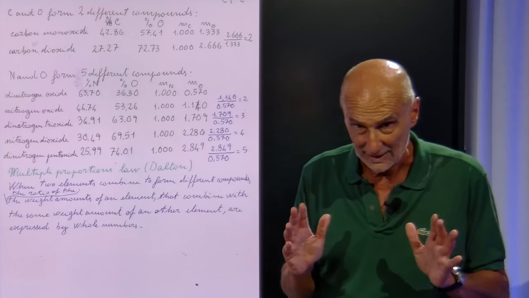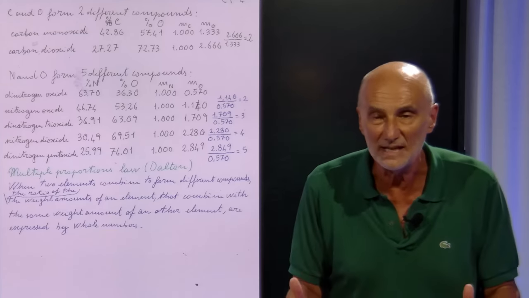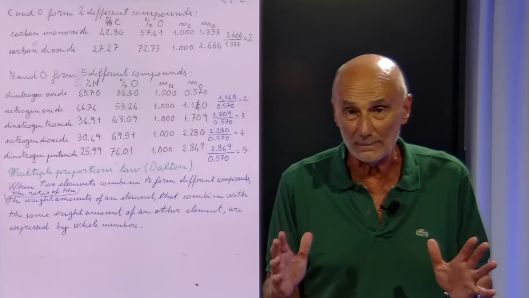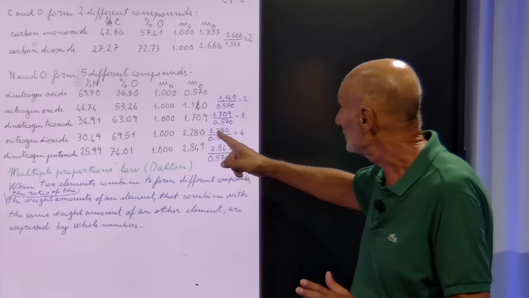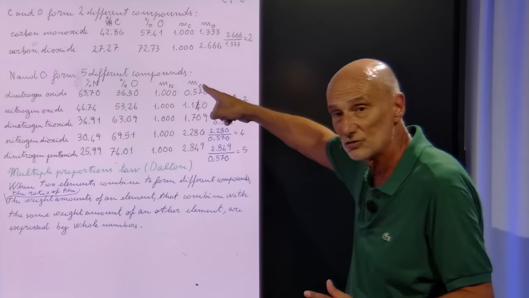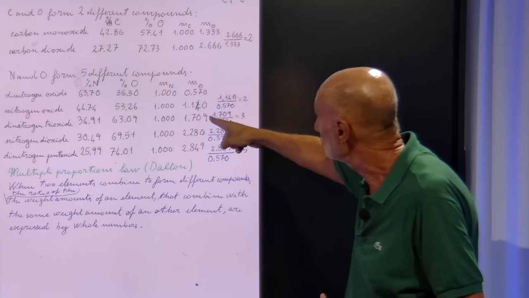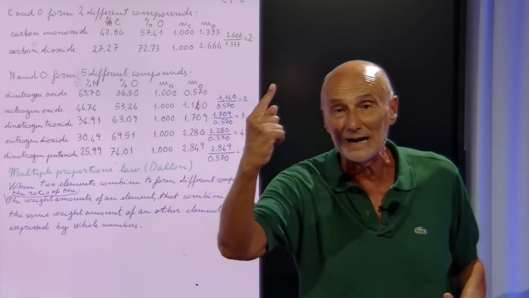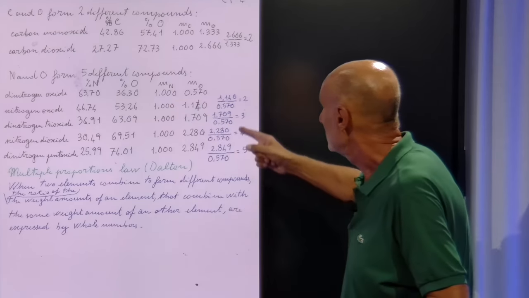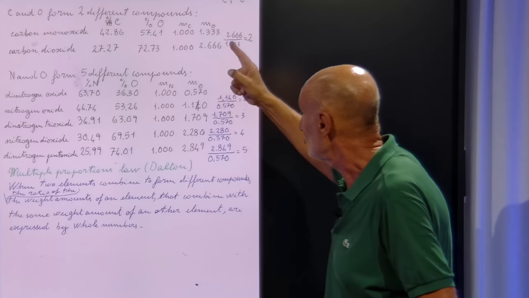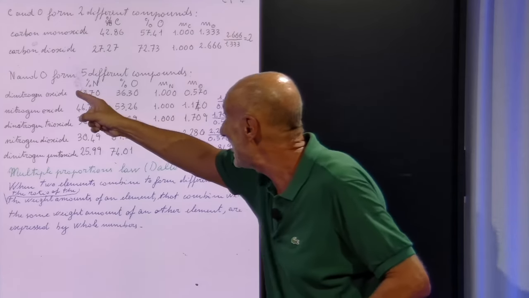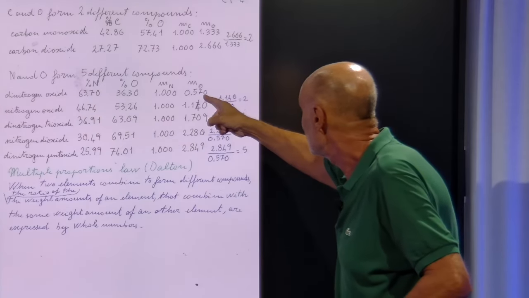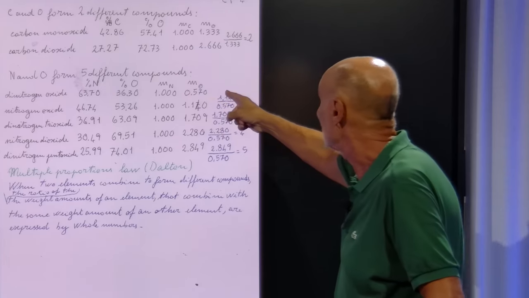But let's present the data of the chemical analysis in a slightly different shape. Namely, we report the mass of oxygen which is bound to the same mass of nitrogen. The mass of nitrogen is 1 gram. We see that the mass of oxygen which is bound to 1 gram of nitrogen in dinitrogen oxide is 0.57 gram.